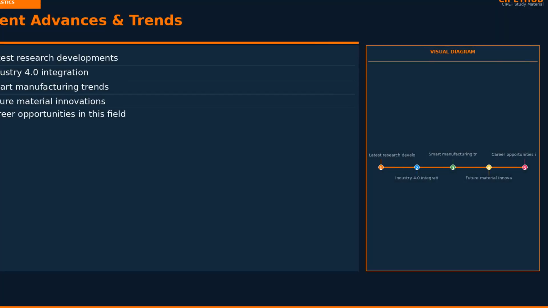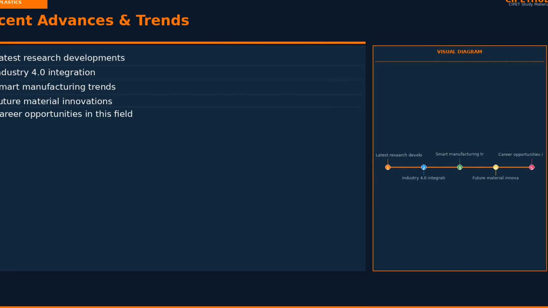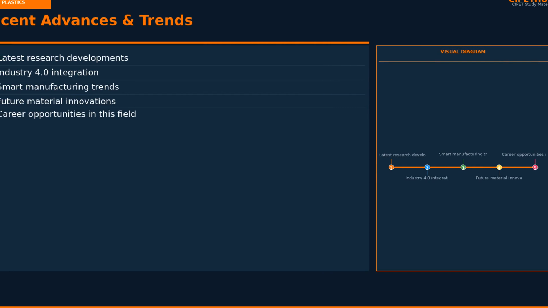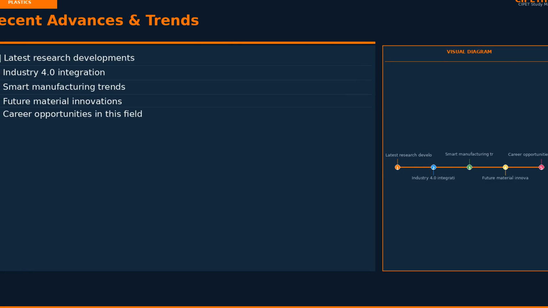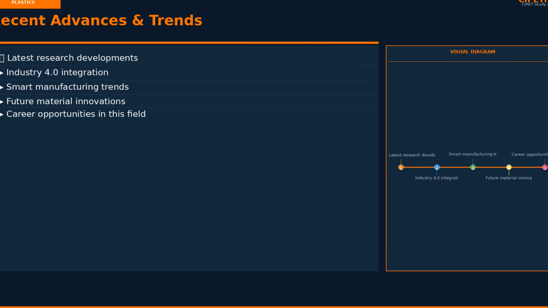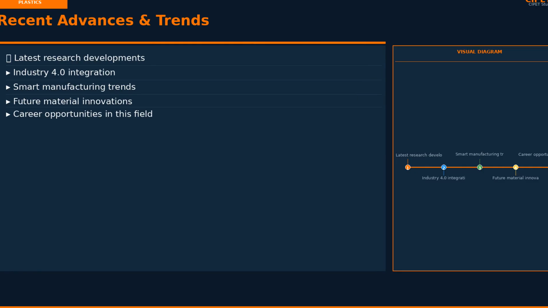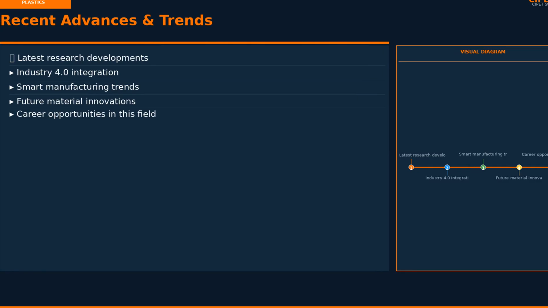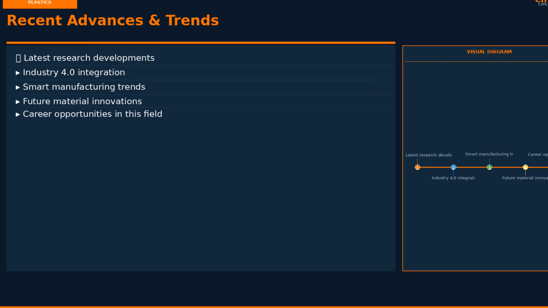Friends, the field of extrusion process in plastics manufacturing is advancing rapidly. Industry 4.0 and smart manufacturing are transforming how engineers work. There are excellent career opportunities in this area across India and globally. CIPET graduates are highly sought after by top companies in this sector.